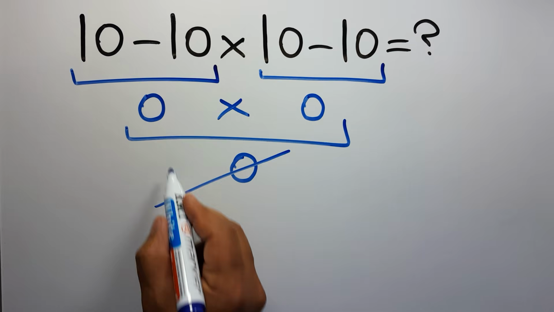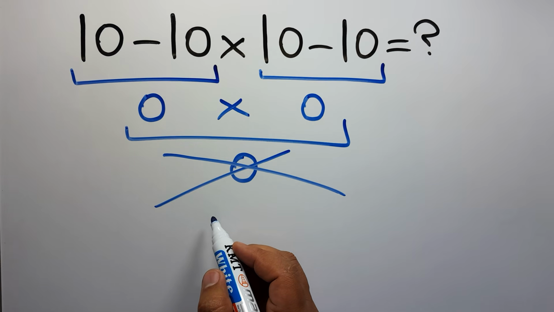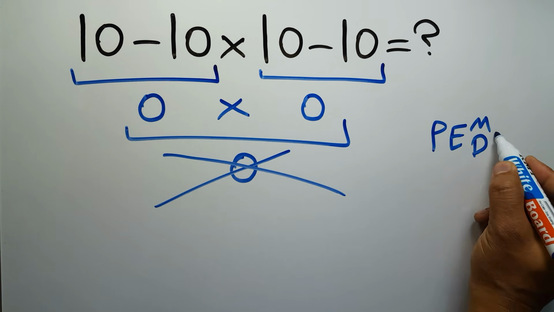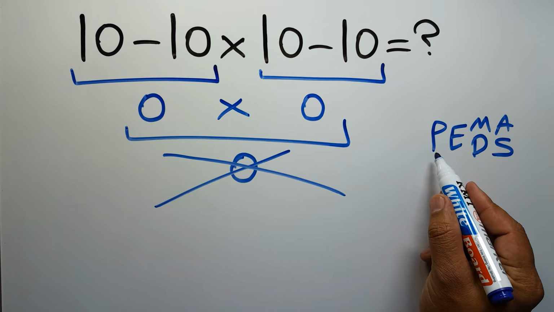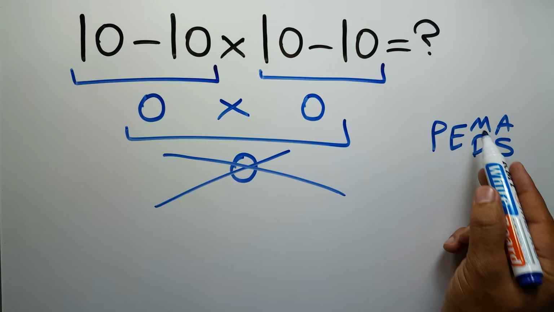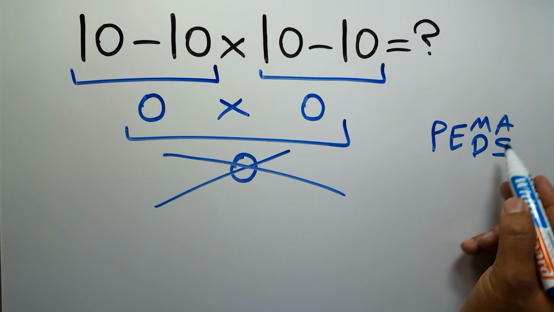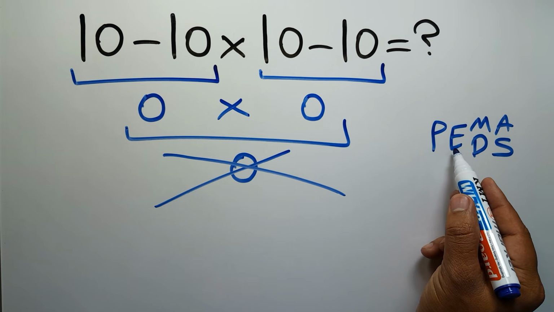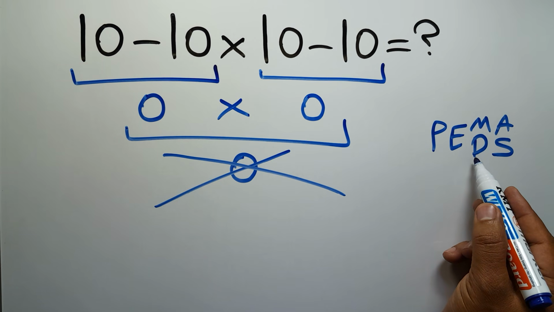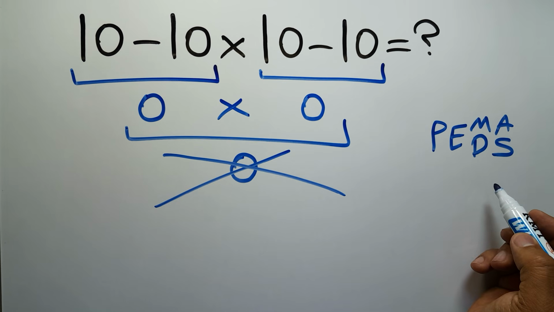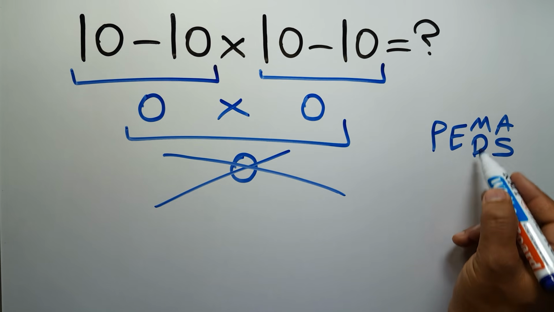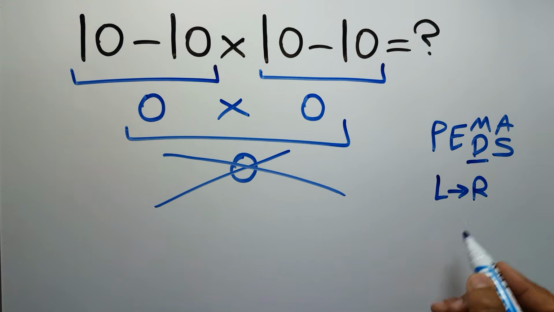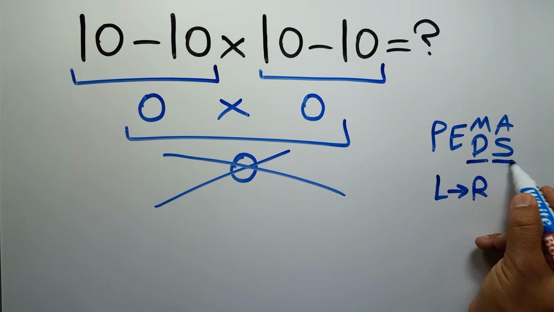But this answer is not correct because according to the order of operations, which is PEMDAS, P stands for parentheses, E stands for exponents, M and D stand for multiplication and division, and A and S stand for addition and subtraction. First we have to do parentheses, then exponents, then multiplication or division, and then finally addition or subtraction. Remember that multiplication and division have equal priority and we have to work from left to right. And the same applies to addition and subtraction.